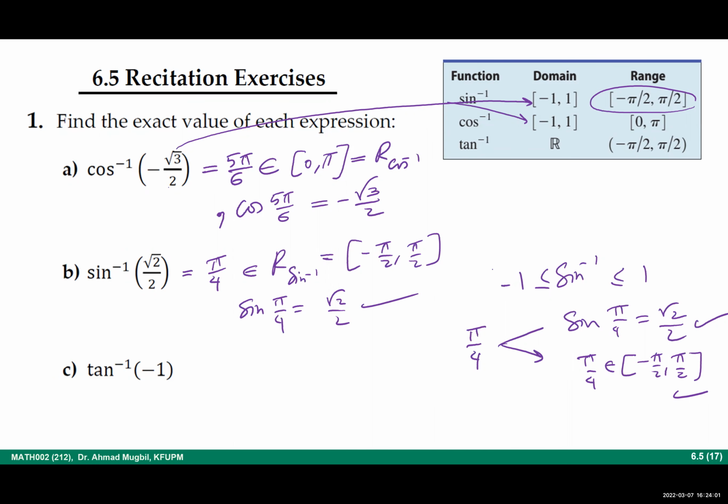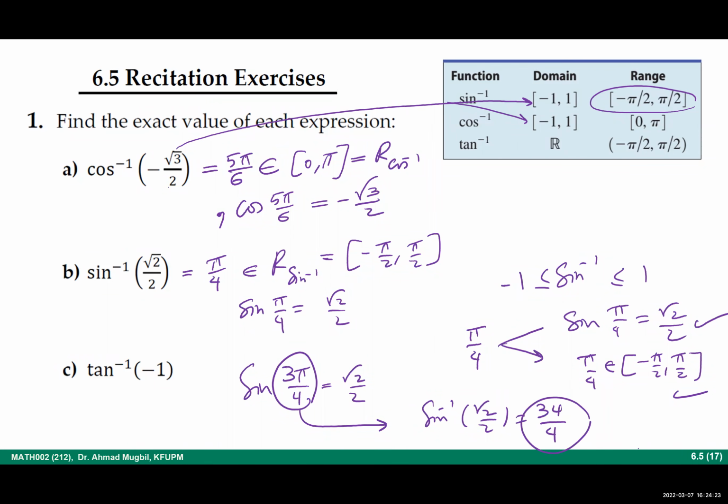You are right to ask why it is not 3 pi over 4. Look, sine 3 pi over 4 is square root of 2 over 2, in the second quadrant, positive. But 3 pi over 4 cannot be an output for the inverse. So if you say that sine inverse of square root of 2 over 2 equals 3 pi over 4, this is wrong. This is not true. Why? Because 3 pi over 4 cannot be an output for sine inverse.